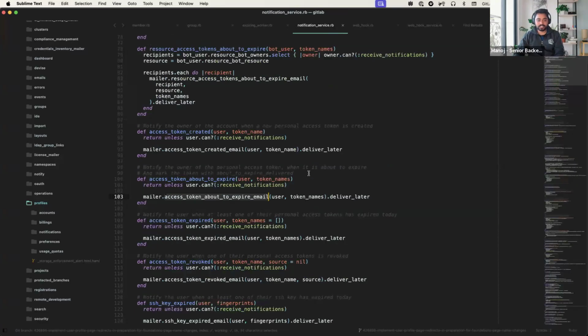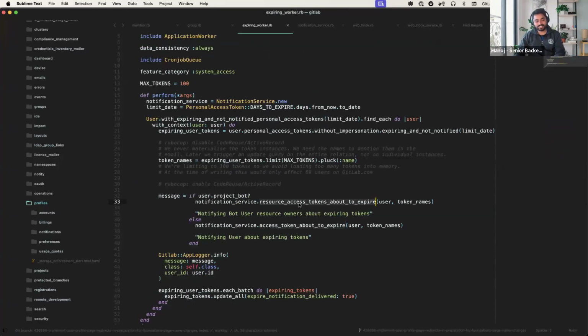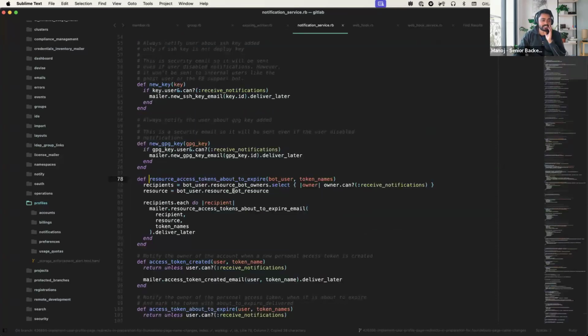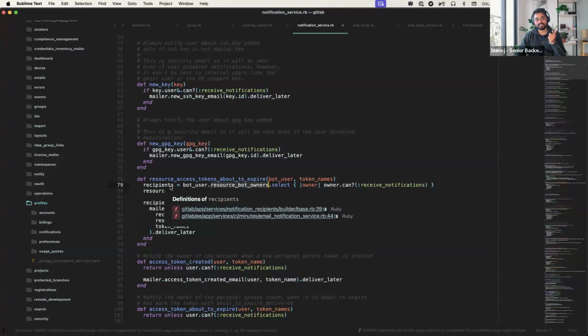Sorry, I'm looking at the wrong email. I was looking at how emails for bot users are sent. Here what we try to do is take the bot user, and from the bot user we figure out who is the owner of that project or group, and those are the recipients, not the bot user itself. Because if you send an email to the bot user, it's an invalid email, there's no mailbox associated with it.